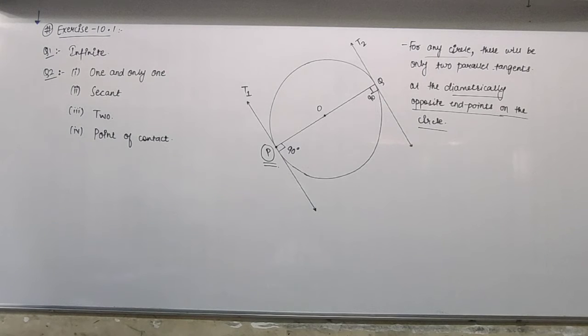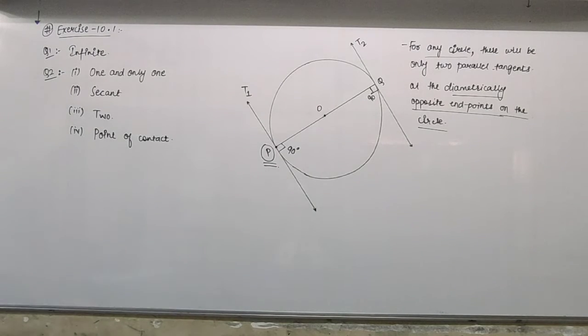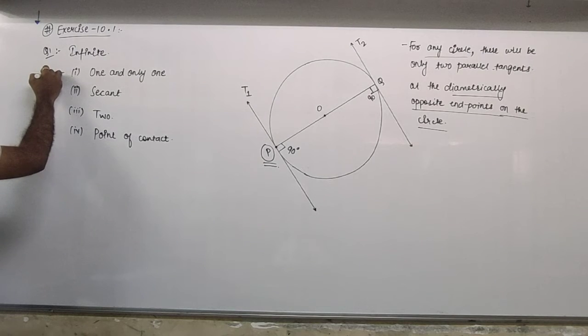Right? So this will be clear to you. First one, only and only one tangent to the circle. Right? The second one, a line intersecting a circle in 2 points is called a secant. Third one, a circle can have two parallel tangents at most. And the fourth one, the common point of a tangent to the circle and the circle is called the point of contact. Okay? So that is about question number 2.